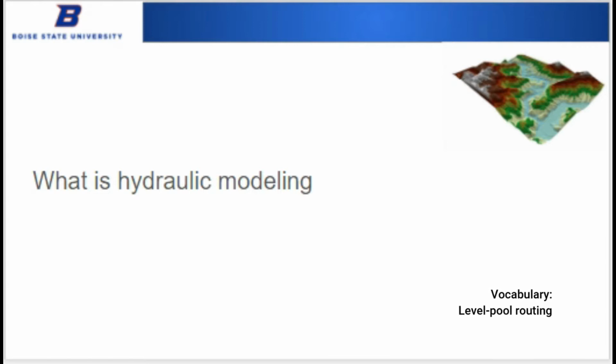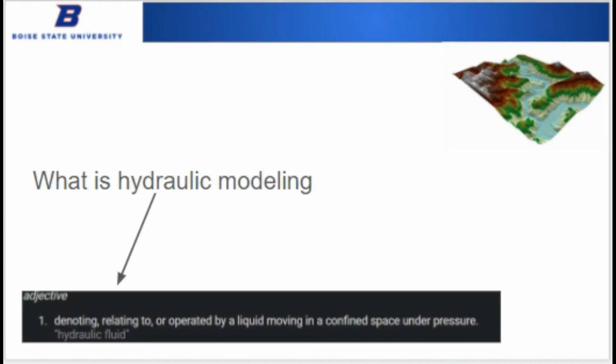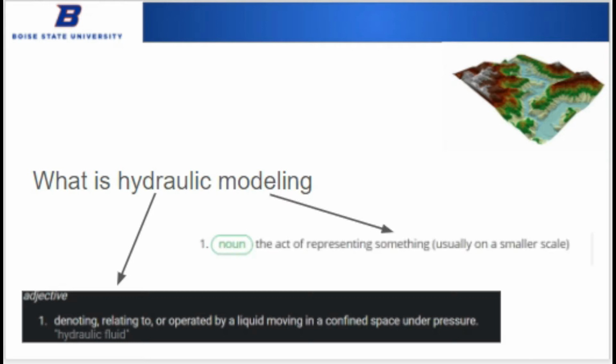But today, most people, such as engineers, biologists, and geologists, use 1D models or 2D models to represent flow through a channel. So hydraulic means denoting, relating to, or operating a liquid moving in a confined space under pressure. So all liquid on the earth is under pressure, and we are trying to calculate where it's moving, how it's moving. Modeling is the act of representing something, usually on a smaller scale. So we can represent it in 1D, in 2D. We will not get into 3D, but that is what hydraulic modeling is.